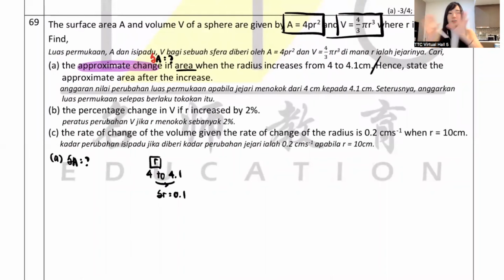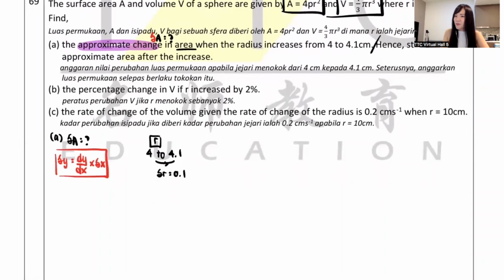Okay, my dear, we don't do that first. We do the first requirement first, okay? So I think these are quite easy. I shall do it. The formula for small change is always the same one: delta y equals dy/dx times delta x. Doesn't fit the question? Change it. Y changes to A, x changes to R. Can fit the question now. So now I want to find delta A. Delta R is already known, 0.1, and I need dA/dr.